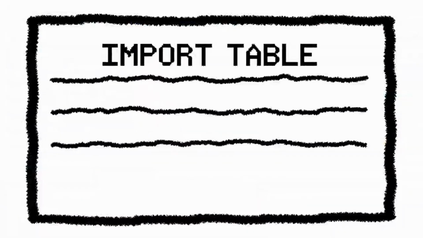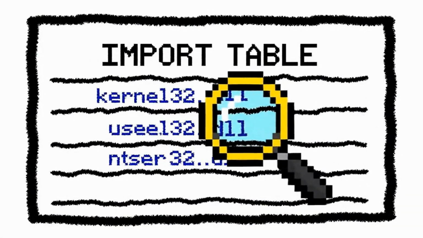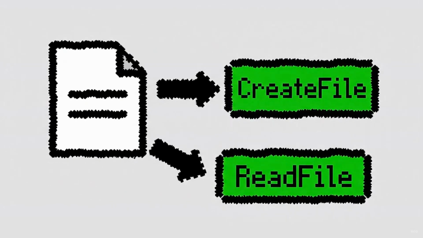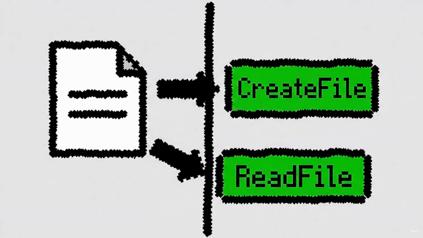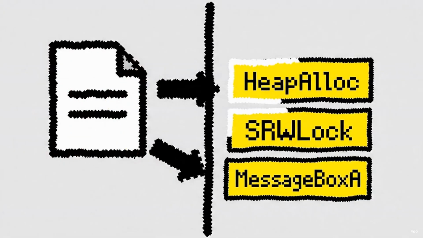We check the import table next, the dump, the list of Windows functions this binary calls. A program that's supposed to write a file should import CreateFile, WriteFile, things like that. But none of those are here. What we do see is heap allocation functions, some lock primitives, and a message box. The binary can't write a file using functions it doesn't import.